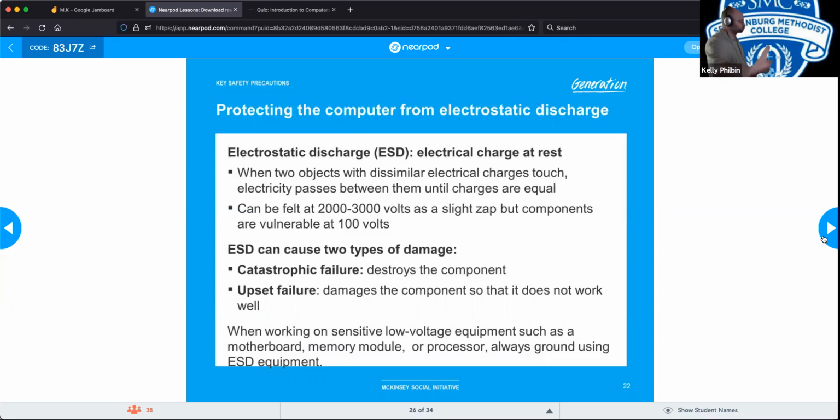So there are two different types of damage you can cause when you shock it. There's catastrophic, which means it doesn't work anymore and never will again, or upset failure, where it works intermittently, but not really well. In order to mitigate this possibility, we need to neutralize the charge between us and whatever we're working on.